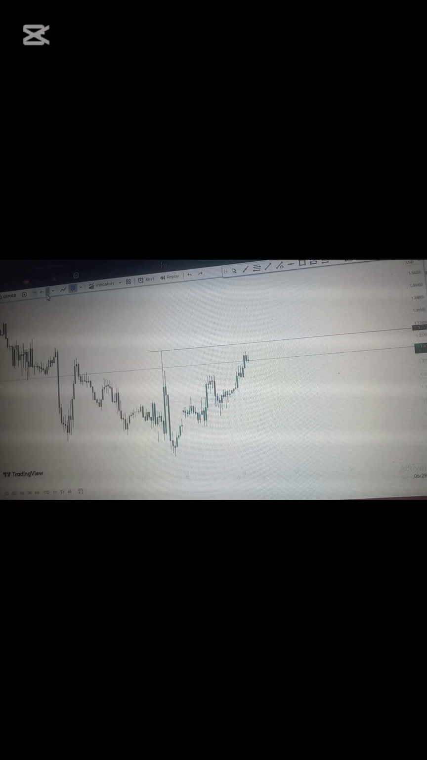I'm actually looking at GBP USD on a trade setup. Let's go to our 1 day time frame to see, because I always love to analyze my chart from the 1 day time frame. I always love to do so.